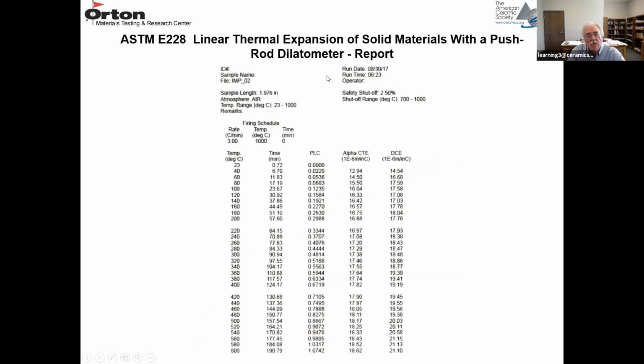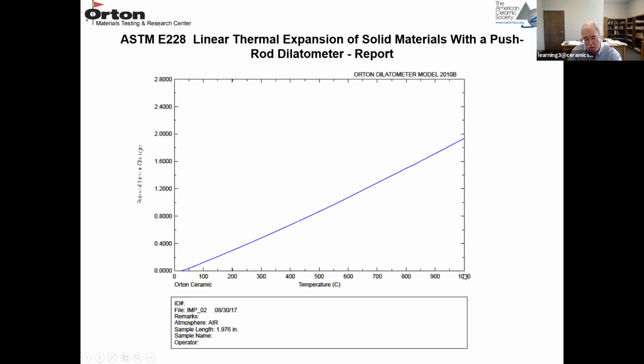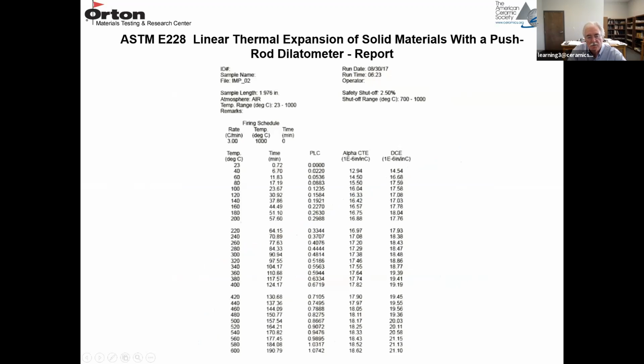We also generate a table in our reports. This is a partial table. The slide I just showed you is room temperature to 1,000 degrees C, and this one is room temperature to 600. I just didn't show it all. You typically record the temperature, and this one's printed out every 20 degrees, but you're actually recording at every degree C. You also record the time it takes to reach those temperatures, the percent linear change, and then your average coefficient of thermal expansion, this number times 10 to the minus 6 per degree C. This is a fairly high thermal expansion material. It's probably not a refractory, probably a metal of some type. So this is their mean coefficient of thermal expansion.